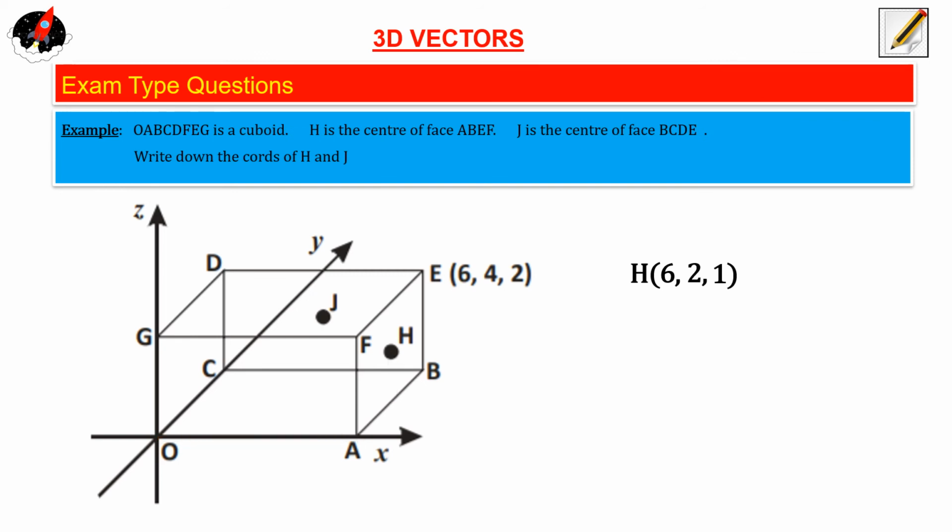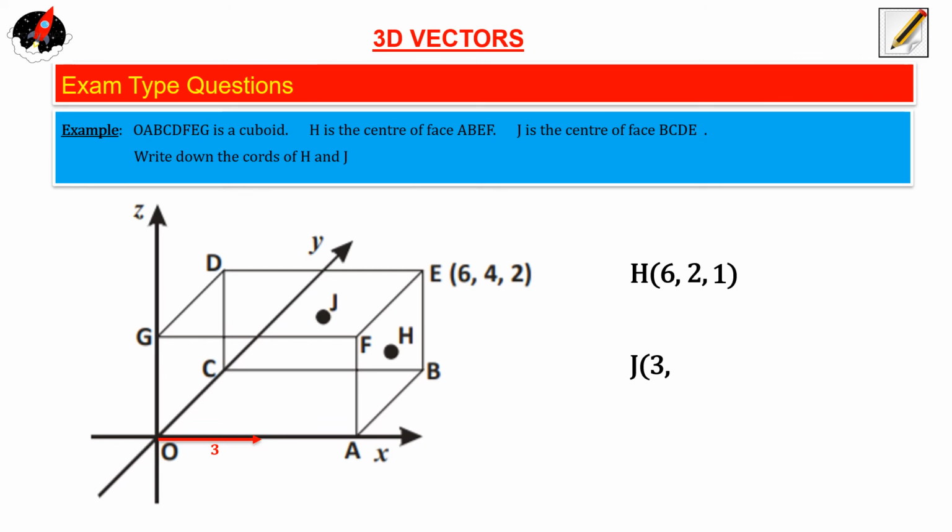Now we'll look at J. So to get to J, we need to go halfway along the edge OA. Now we already know that OA has a length of 6 because that's the edge that we first need to travel along to get to point E. So if we're only going halfway along, we only need to go a distance of 3. So that gives us our x component, or x coordinate of coordinate J.